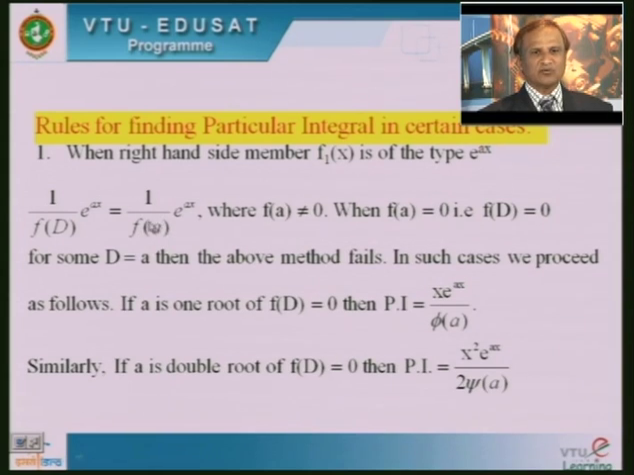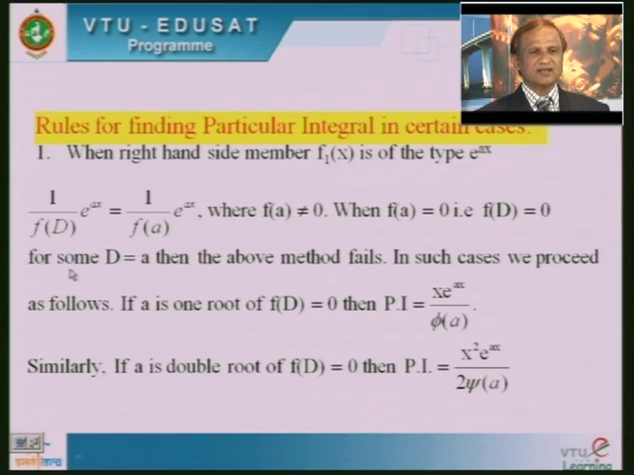Then I have to verify whether f of a is equal to 0 or not equal to 0. Suppose f of a is not equal to 0, that is one case. Then this quantity becomes the particular integral of the given function. Now when f of a is equal to 0, that is, for D equal to a, f of a is equal to 0, it means f of D is equal to 0, so a is one root of f of D.